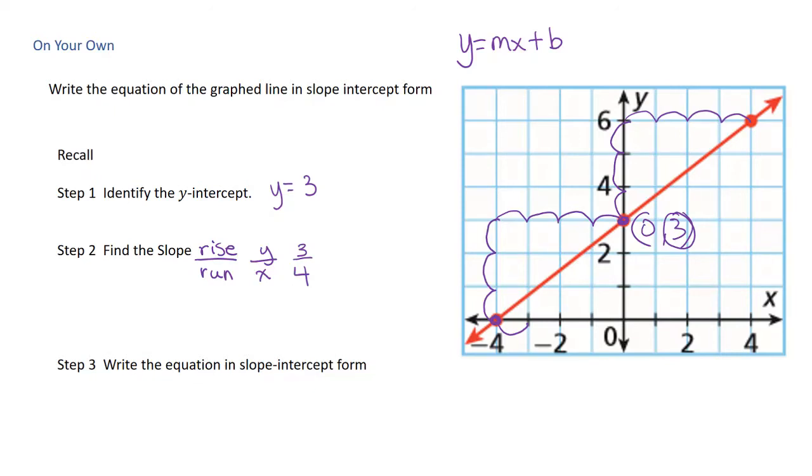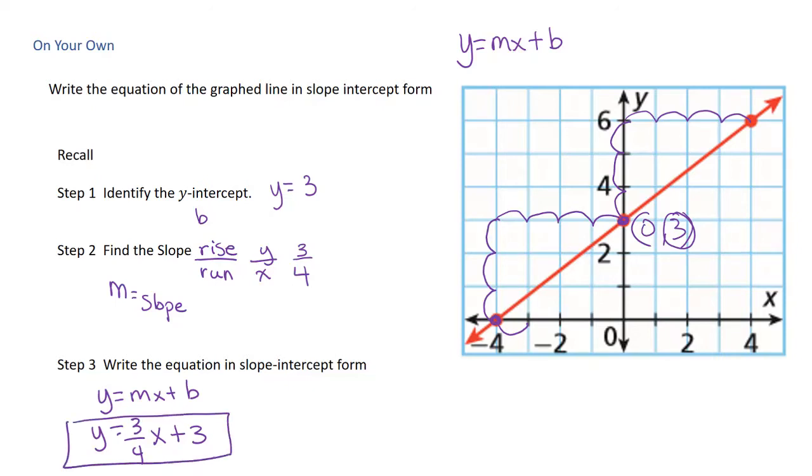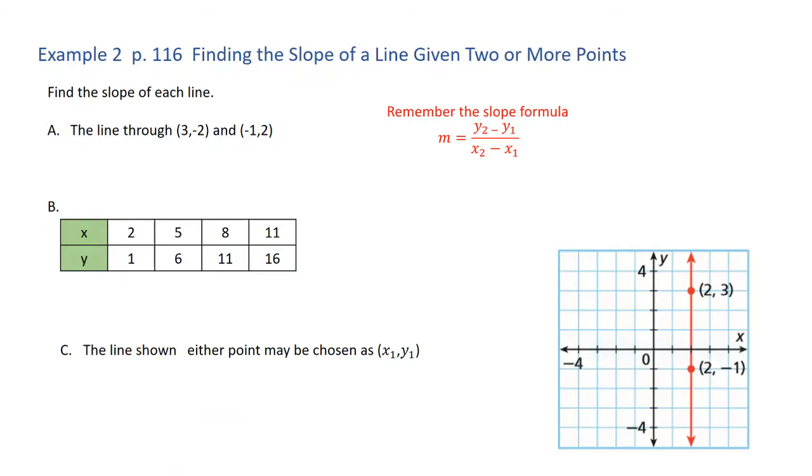So now we've already got all the information that we need to write our equation. Remember the equation is y equals mx plus b. We know our m is the same as our slope, so the m is 3/4 x plus, and our b is our y-intercept, 3. So the equation for this line is y equals 3/4 x plus 3. I hope you all got that. All right, let's move on to another example. The next example is finding the slope of a line given 2 or more points.